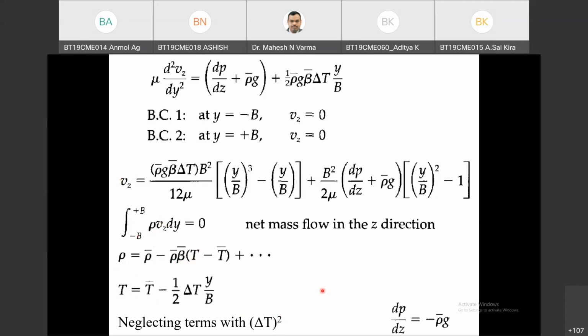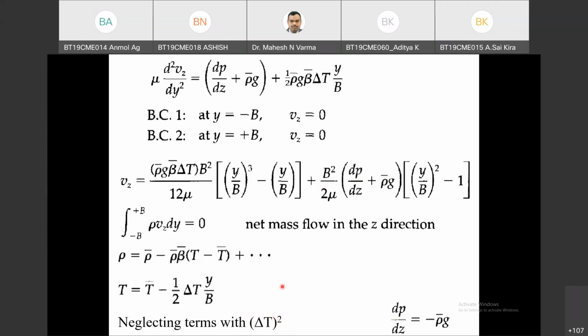So what you will be getting? You will be getting del p by del z equals to minus rho bar g. This is the outcome for this problem actually, and we can neglect this. Most importantly, this is the assumption: if delta t square is neglected, delta t is smaller, so delta t square will be even smaller, then I can neglect this. So del p by del z will be equals to minus rho g, and this will be equals to 0. So I can neglect this, and this will be my velocity profile for smaller values of delta t.